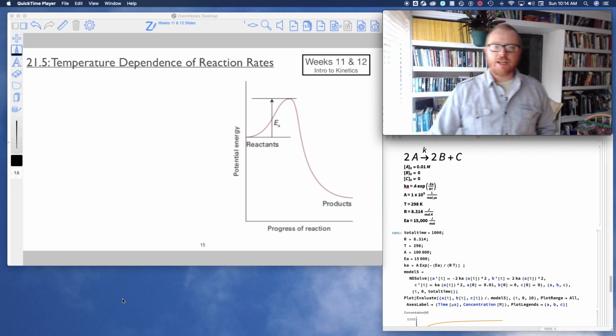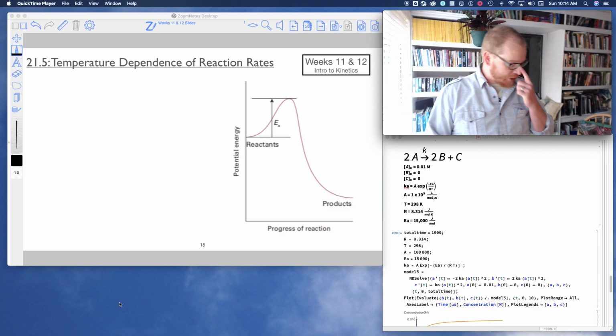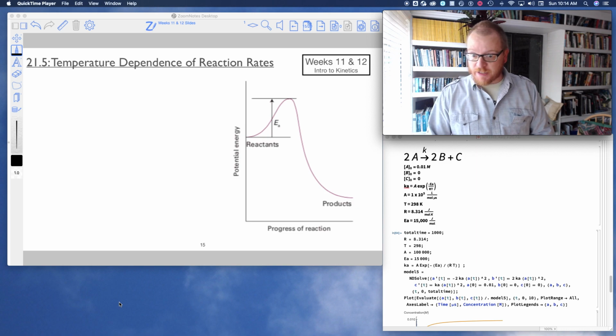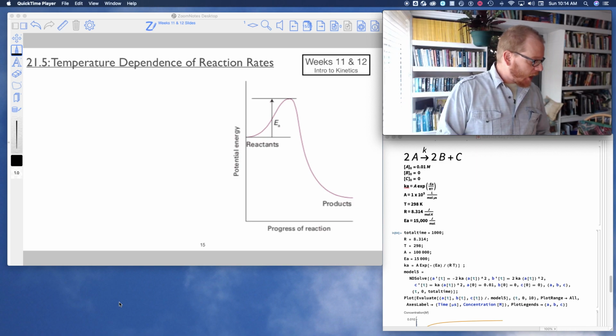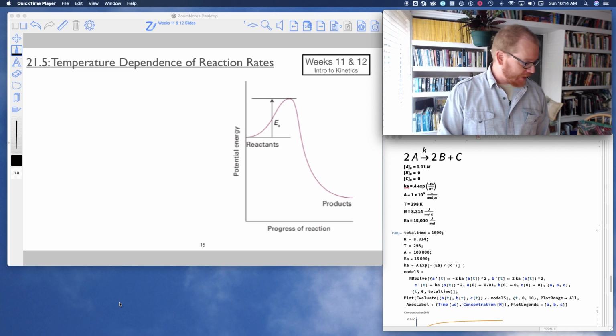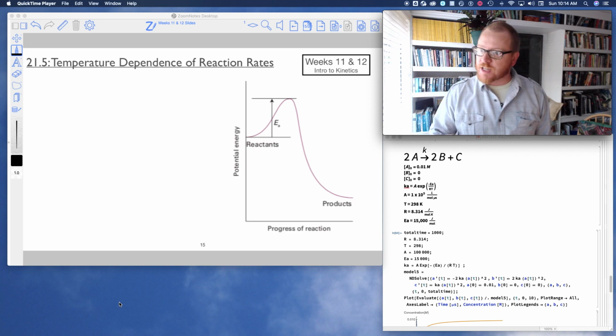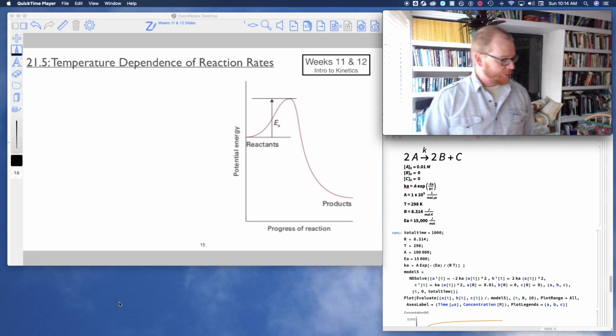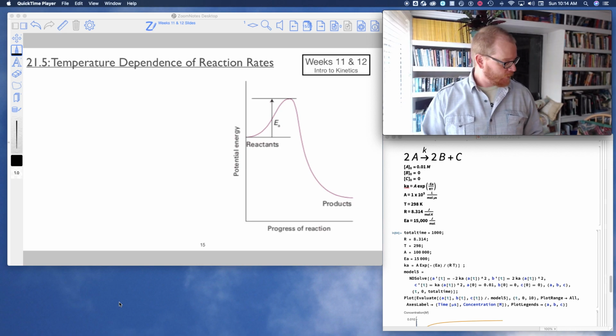Okay, folks, continuing along. So in this lecture, I'm going to talk about temperature dependence of reactants, and I'm going to introduce the concept of elementary reactions. Okay. So in the temperature dependence of reactions, hopefully this is somewhat familiar to you from your Gen Chem days, but if not, that's why we're going through it.